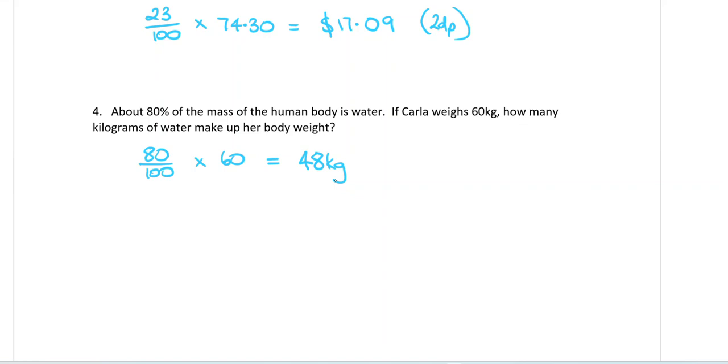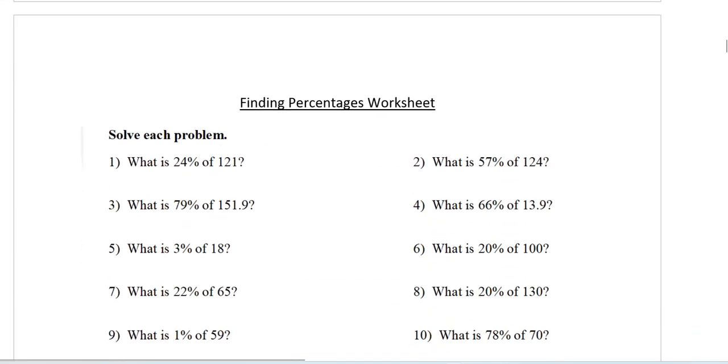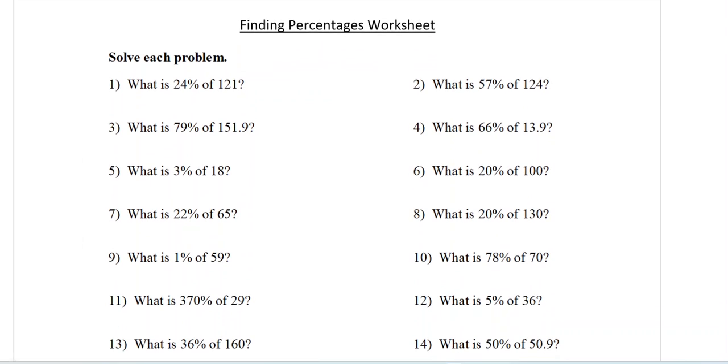Okay, so if you are finished the first section, then you can start on this next page, which is just finding the percentage worksheet. It is just over and over and over the same thing. Put the percentage over 100 times by the amount.